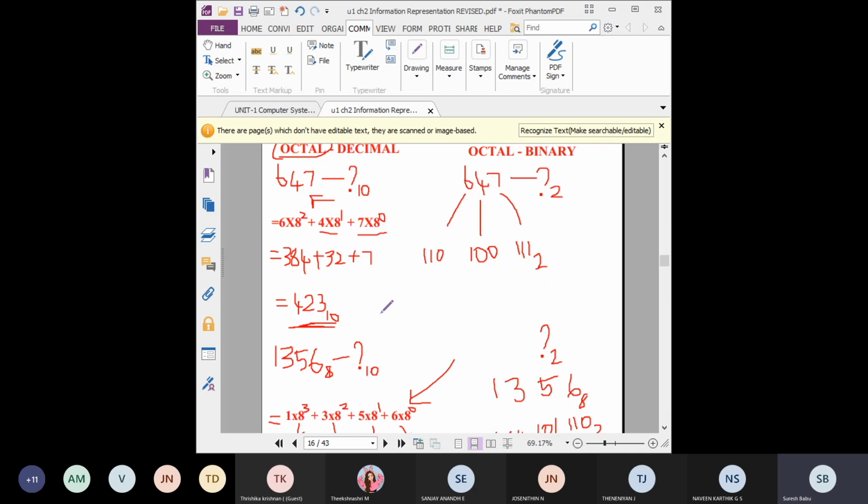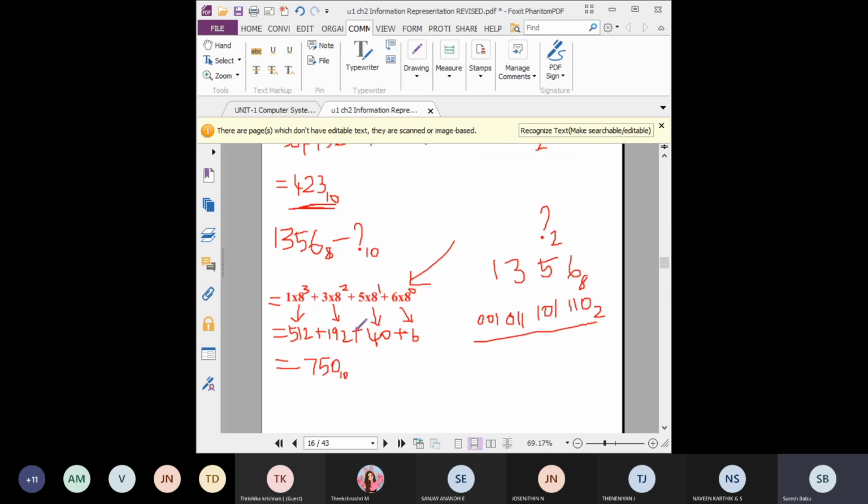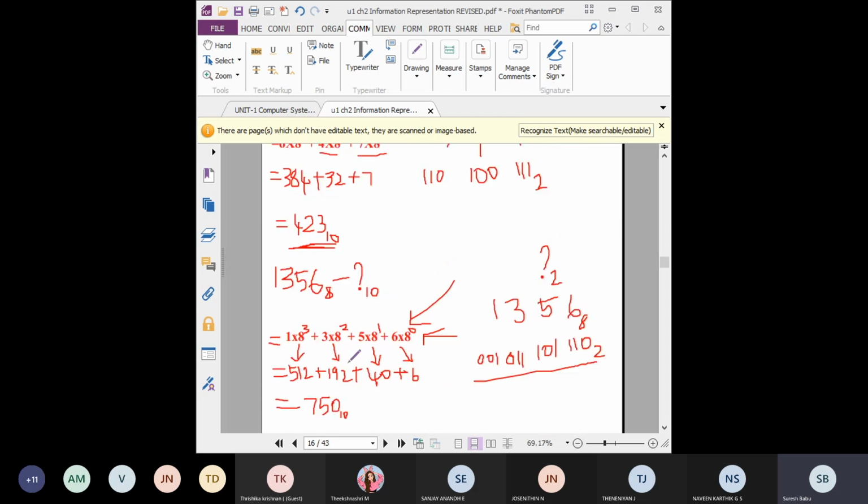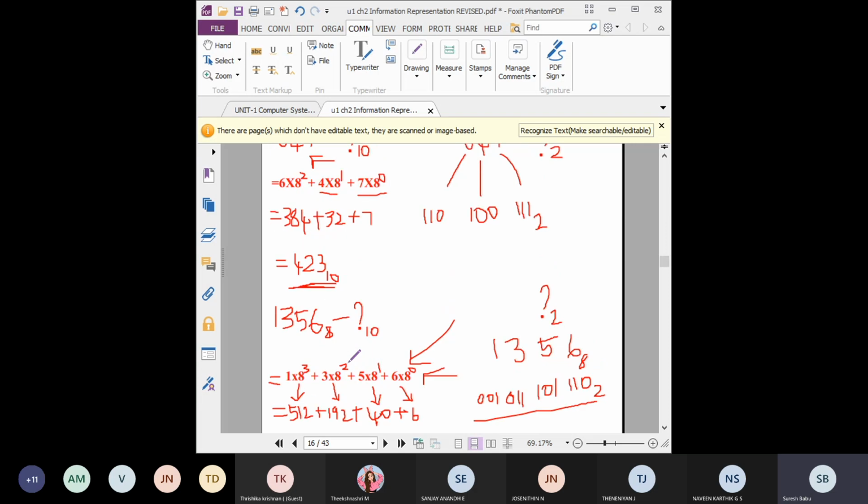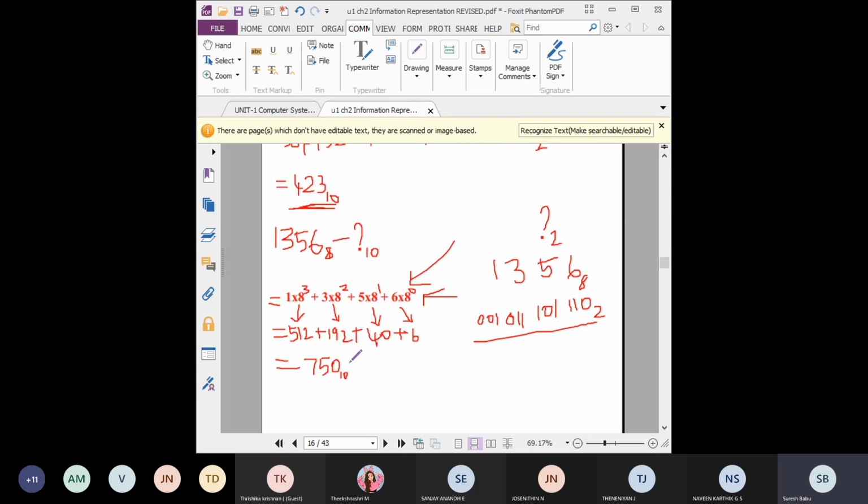423. Now the same with another bigger number. Here, from the right side you split and write all the numbers 1, 3, 5, 6. Then multiply everything with the 8 power values, that is 8 power 0, 8 power 1, 8 power 2, 8 power 3. You can understand only by practice. Students, kindly do the practice.